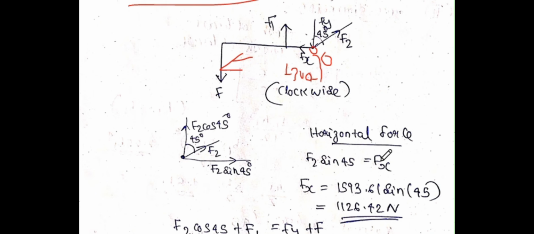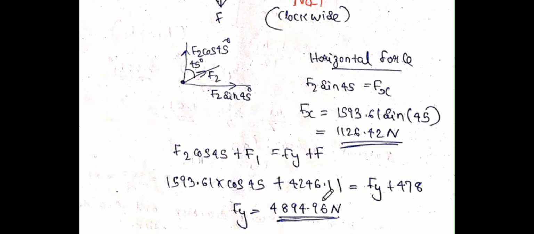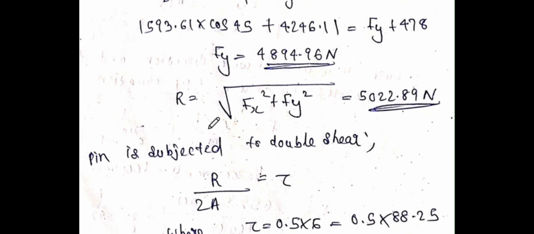So considering horizontal force, there will be only this F2 sin 45 and Fx. This will be equal to each other. So from that we can find the value of Fx. Similarly, you can consider the vertical components, the upward force and downward force. So from that you can find the value of Fy. Now we got both Fx and Fy. Now you need to find the resultant force on the fulcrum. It can be found out by the general resultant equation, square root of Fx square plus Fy square. So we got the resultant force at the fulcrum.